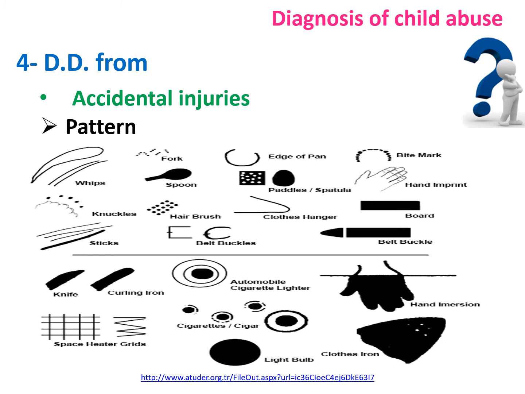While in accidental injuries, the injuries are usually due to falling on the ground, so you will find some abrasion and some contusion which cannot reproduce the pattern of an instrument. So this is the difference according to the pattern. The pattern in case of child abuse will reproduce the causative instrument, while the pattern of injury in accidental injury is vague. It cannot reproduce an instrument used to produce this injury.